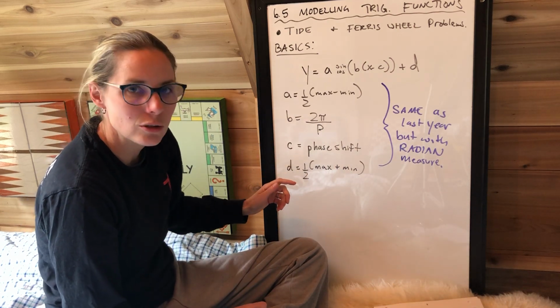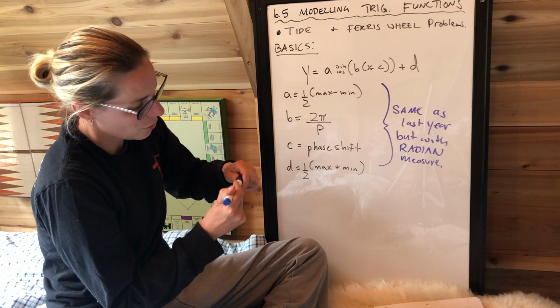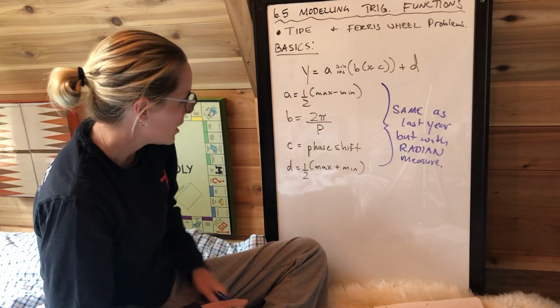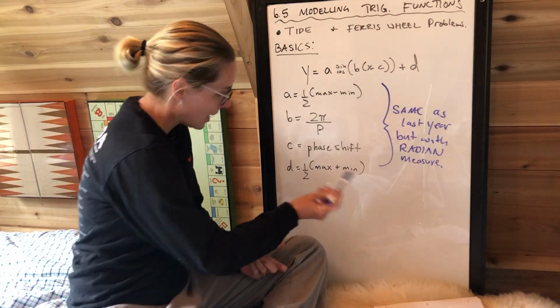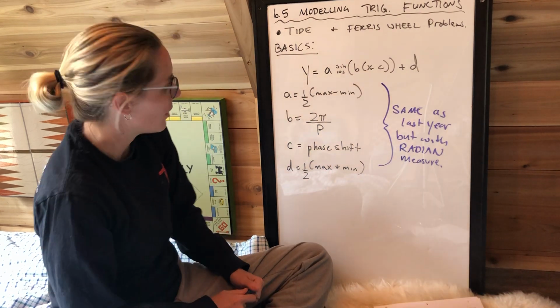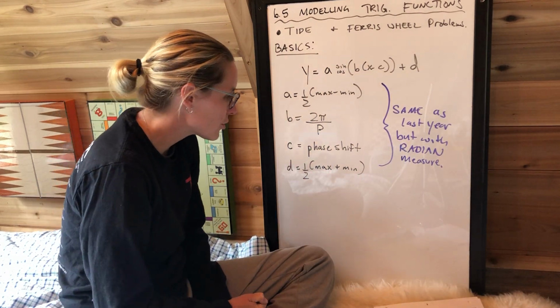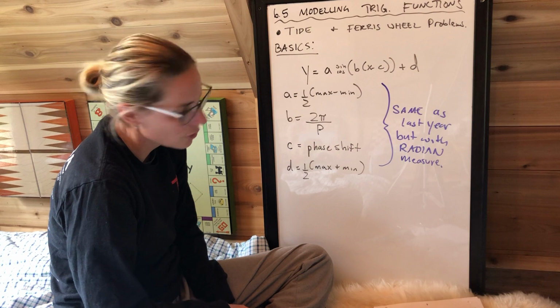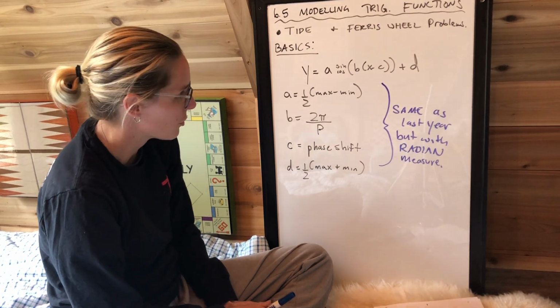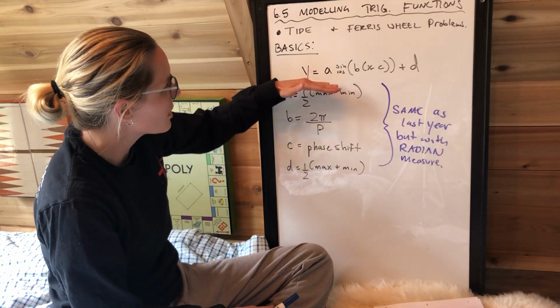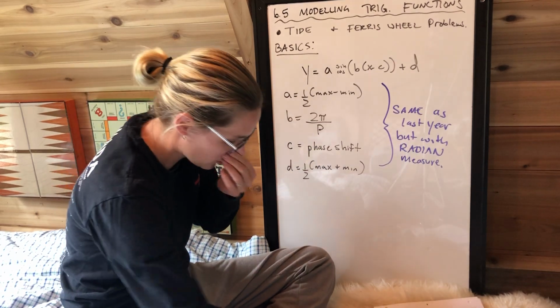The D value, which is telling you how much the whole thing has been shifted up or down, is going to be found by finding the average of the max and the min. So add the max and min, divide by 2. And then the C value, you'll sort of have to figure out based on whether you're doing a sine or a cosine curve, and it's more done through inspection. So we'll keep this in mind while we do the examples.